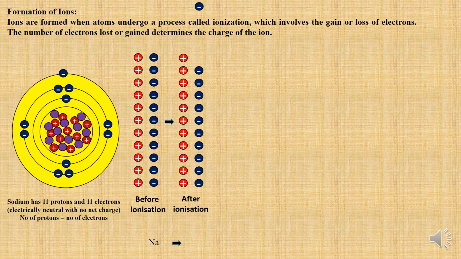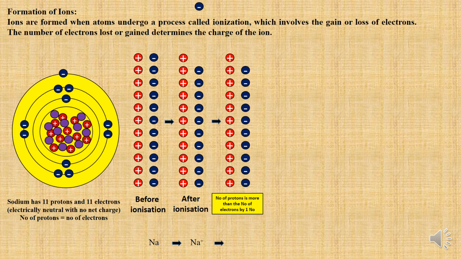It loses the outermost valence electron and now it is in the ionic form, Na+. Why? Because it has lost 1 electron. When it loses 1 electron, the number of protons will be more than the number of electrons by 1. Therefore, you get 1 positive charge on the sodium. So now you know why sodium has only 1 positive charge, because the number of protons in the nucleus of the sodium ion is more than the number of electrons in the shells by 1. That is why it has 1 positive charge.